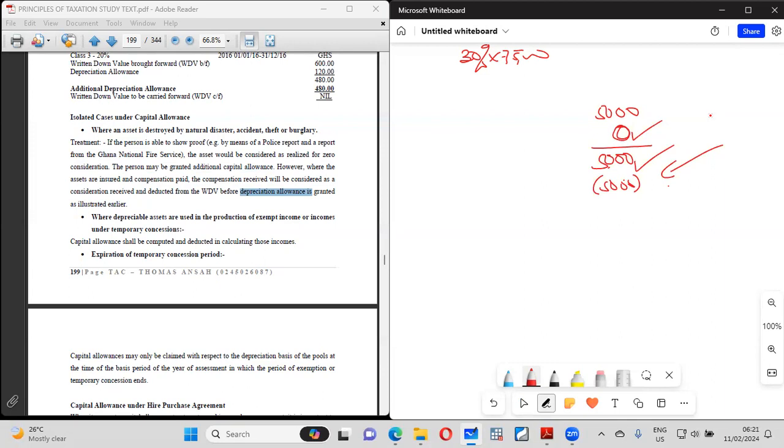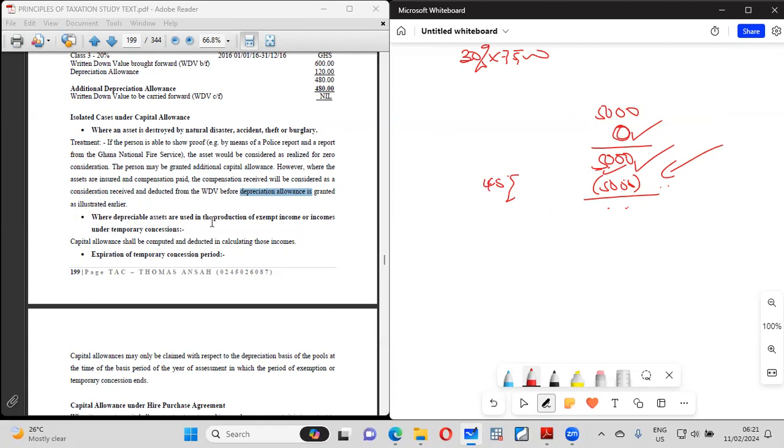So if this is the value, you can be giving your capital allowance as usual. So if it is 40%, if it was a class one asset, you continue your capital allowance. But if you collected money from the insurance company as a proceed, then it means that this one is treated as your proceed, and therefore there is no capital allowance again. All right, so that is that.